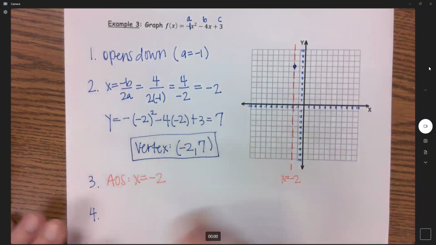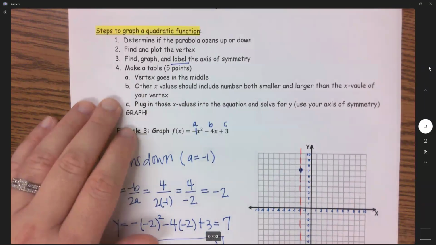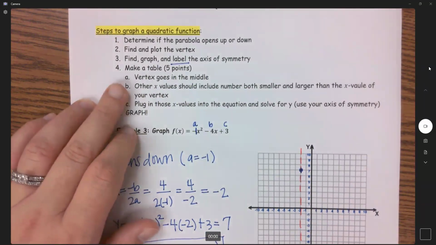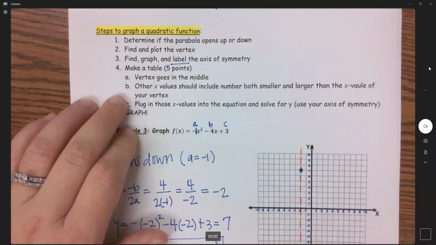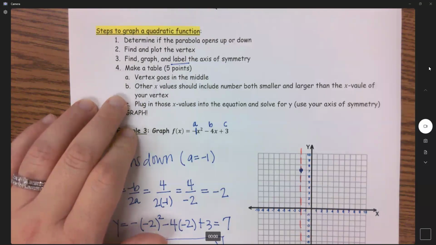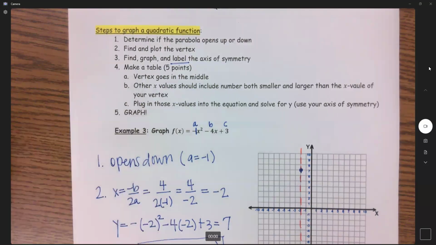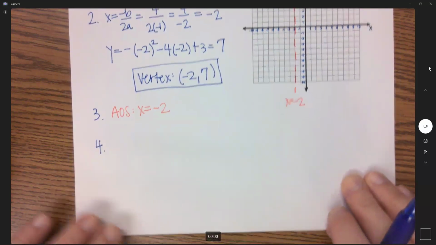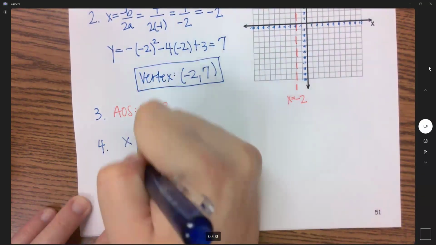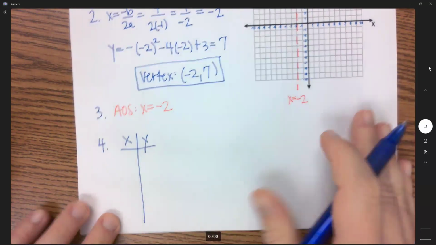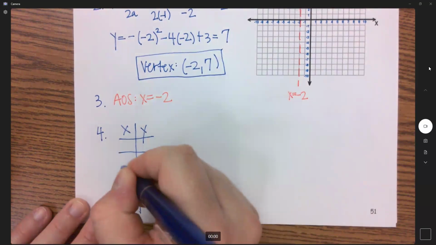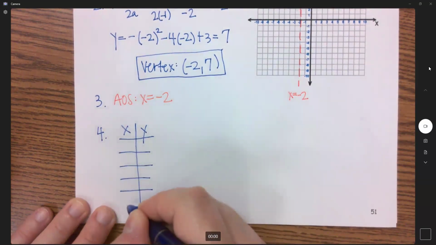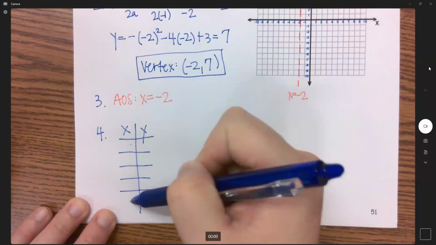Now I get to part 4, and this is where it becomes new stuff. We need to make a table. The vertex will go in the middle. The other x values should include numbers both smaller and larger than the x value of your vertex. Plug in those x values into your equation and solve for y, or use your axis of symmetry. Okay, so what do we mean by that? I'm going to make a table here. And I want 5 points total. So 1, 2, 3, 4, 5.